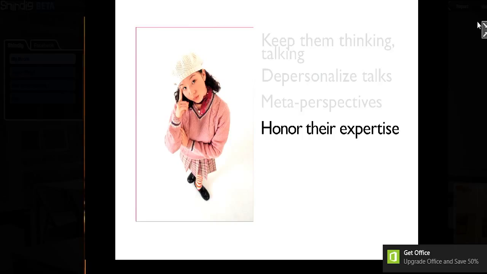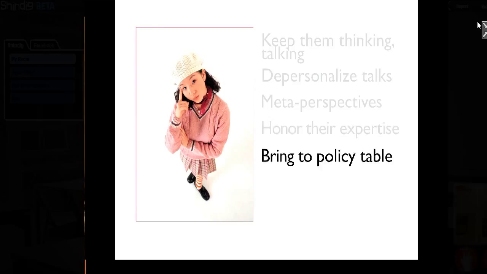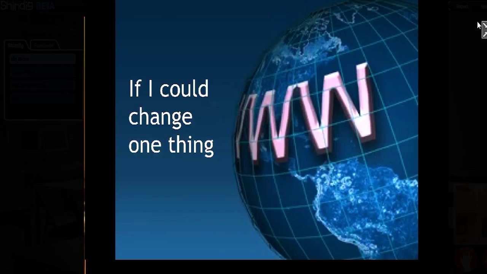You will hear Mike Ribble, Mary Alice, and I continually lean on this button. The key to good, solid digital citizenship is student involvement. We need to bring them to the policy table. If I could change one thing about how we approach digital citizenship, it would be this. I would have students at the table when policies about internet use and technology use are developed.